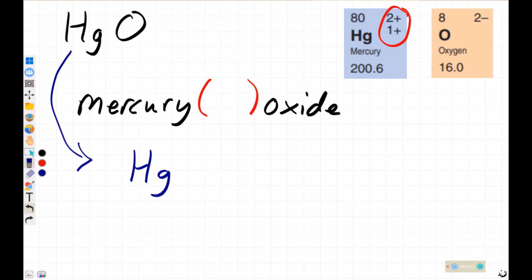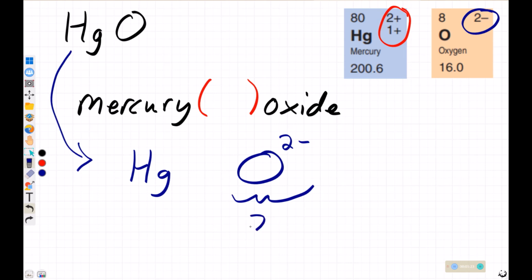We only have one of each of these, and we know from the periodic table that oxygen has a 2- charge, giving us overall 2 negative charges. And just like before, we need to balance out those negative charges with positive charges. So whatever number we have entered in for the mercury, it needs to come out to 2 positive charges, which our only option now is that mercury must have a 2 positive charge. If there's just a single one of the mercury, it needs that 2 positive charge to balance out the 2 negatives from the single oxygen.